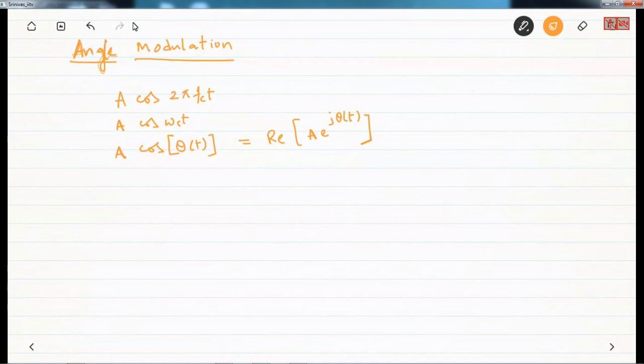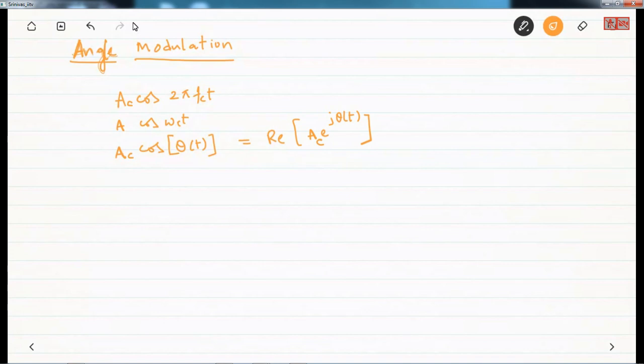Okay, let me write this as AC. We have varied the amplitude of the high frequency signal. So AC cos 2 pi fct was the carrier, and we varied the amplitude of the carrier signal in accordance with the baseband signal, M of t. M of t is also called the baseband signal or the message signal. Whereas in angle modulation, we vary the angle of the carrier, which is here theta of t, in accordance with the baseband signal M of t.